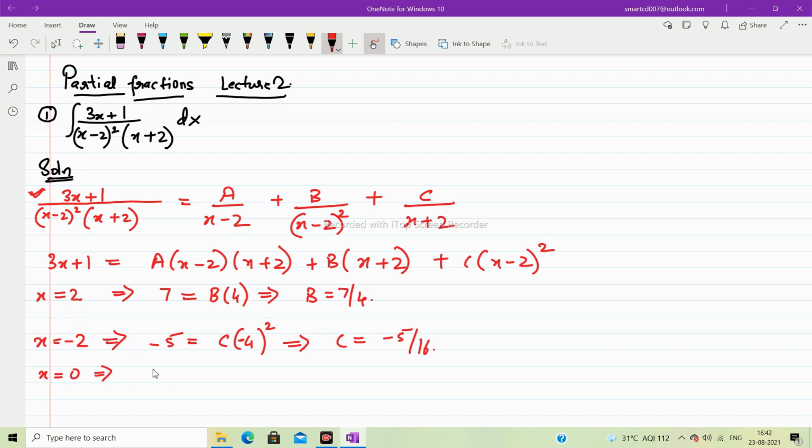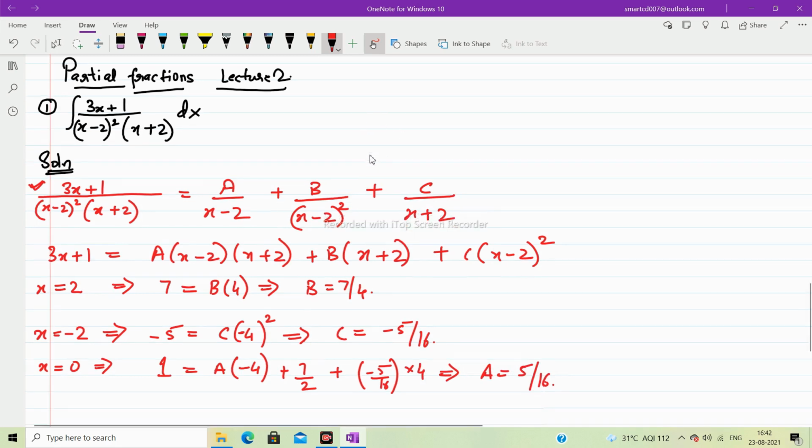If I put 0, on the left side I get 1. On the right side I'll have a, which I don't know, times minus 2 into 2, that is minus 4, plus b into 2 because x is 0. So b is 7 by 4, so this will become 7 by 2, plus c. c is minus 5 by 16 into minus 2 the whole square, which is 4. Now you can calculate this. If you solve this, you'll get the value of a, which is 5 by 16. You can just check that.